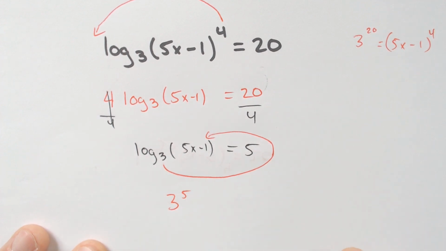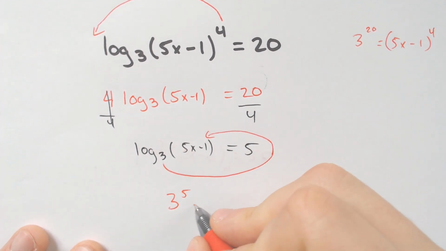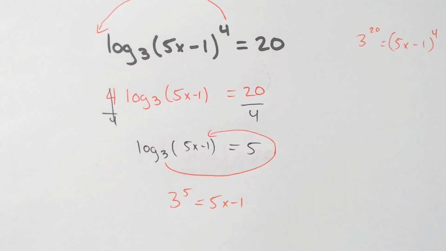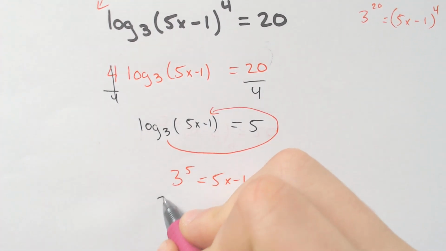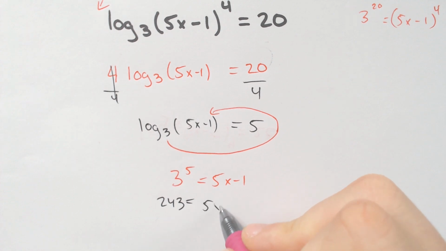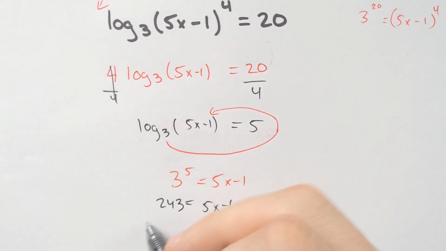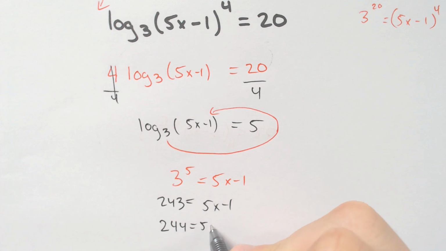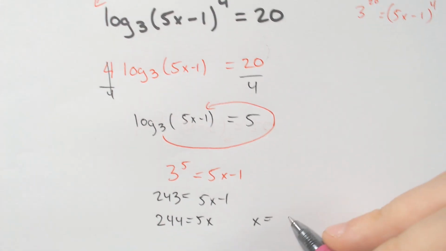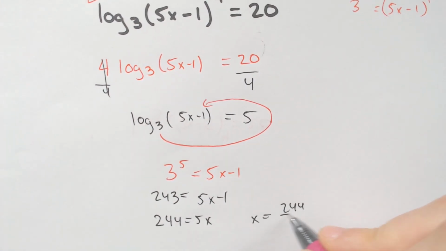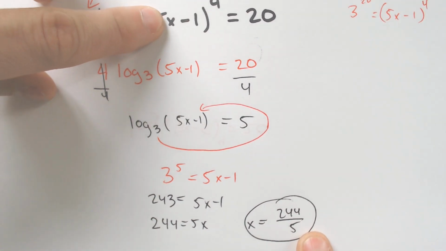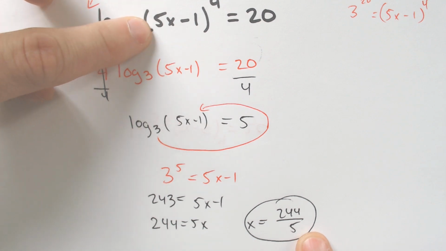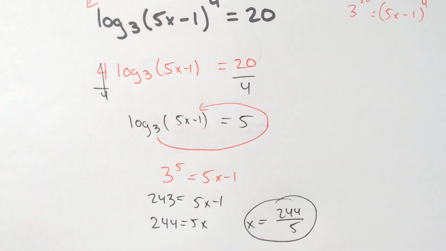3 to the 5th power I can do, maybe even without a calculator, equals 5x minus 1. 3 to the 5th power is, I'm using a calculator, I lied, 243. I could have figured it out, though. 243 equals 5x minus 1. Add 1, 244 equals 5x, so x would equal whatever 244 is divided by 5. If you plug that back in, 5 times a positive number is going to be a really pretty big number. Minus 1 is going to be okay.